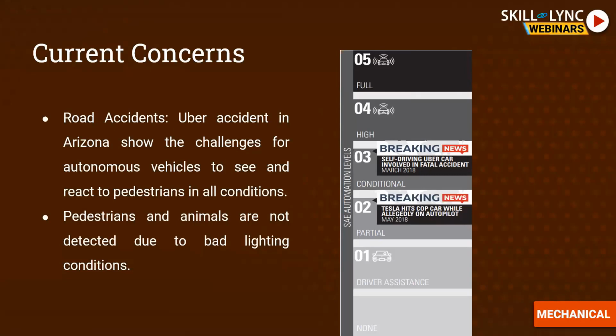Level 4 and level 5 are the fully autonomous levels. Currently Tesla, Waymo, Lyft, and Uber are all trying to test their vehicles for level 4 and level 5, and Waymo has already said that they are testing their vehicles on level 5. So these are the current concerns that these companies have to keep in mind.